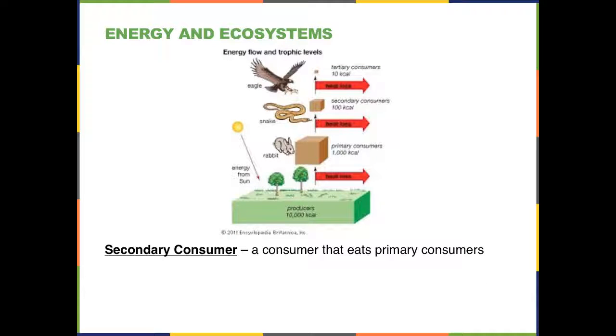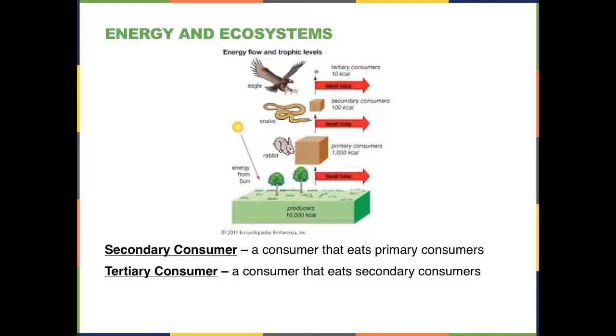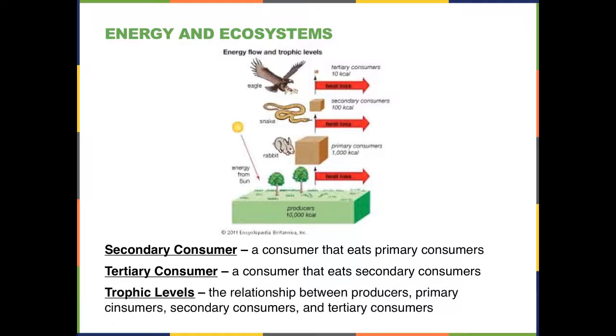A secondary consumer is one that eats primary consumers. A tertiary consumer is one that eats secondary consumers. Now the distinction between these is not 100%. That is, it's not impossible for, say, an eagle to eat a rabbit, but generally this is the way it goes. So what we are talking about here are what's known as trophic levels or energy levels.